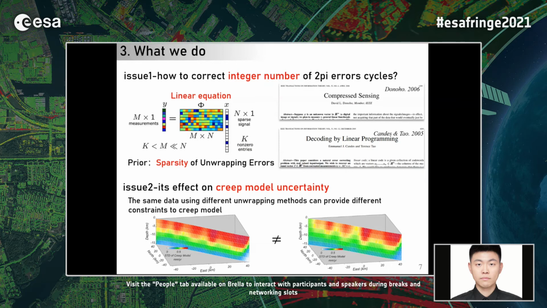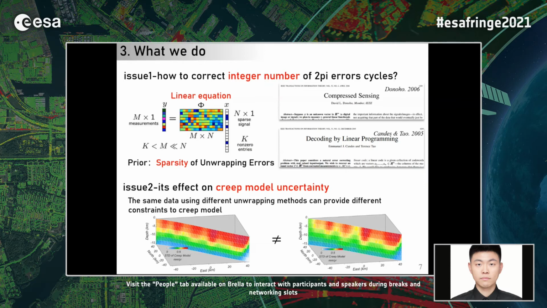But the successful recovery of unwrapping errors is based on an a priori assumption, the sparsity of unwrapping errors. That means some part of the interferograms must be free of unwrapping errors.